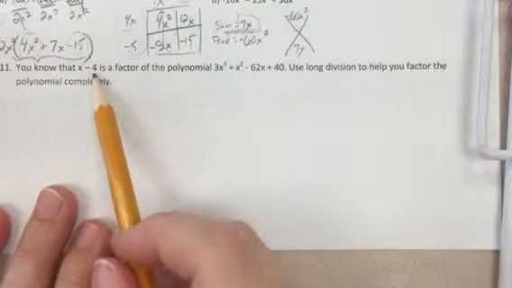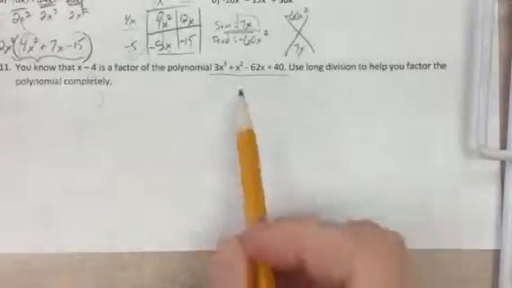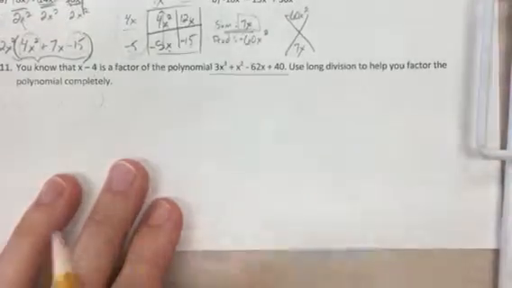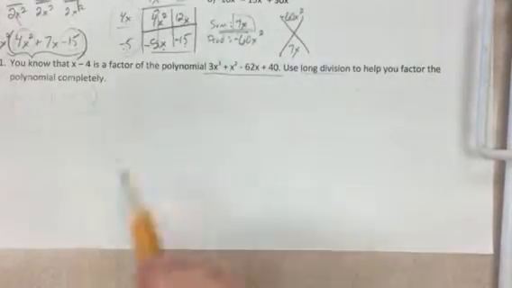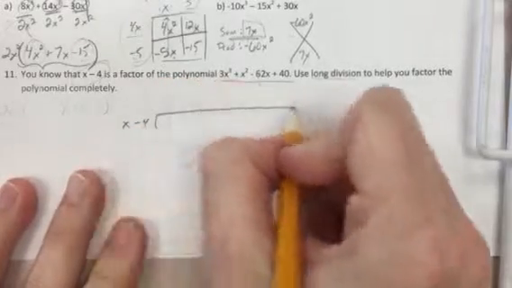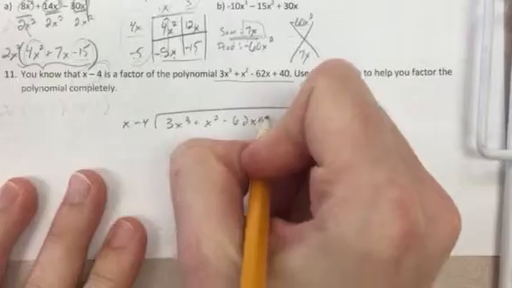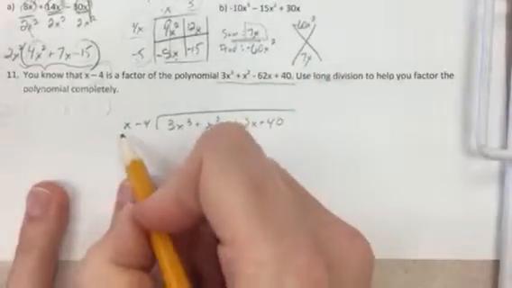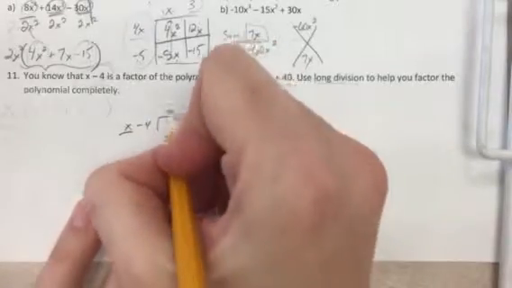Problem 11 says, you know that x minus 4 is a factor of the polynomial 3x cubed plus x squared minus 62x plus 40. Use long division to help you factor the polynomial completely. So if you know this is a factor, then you can use long division to find another factor, right? So long division, divide this by this.